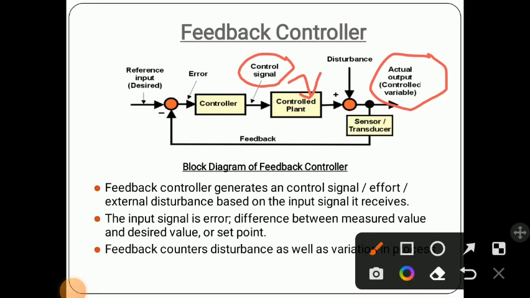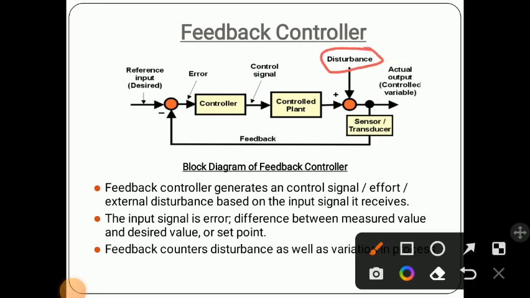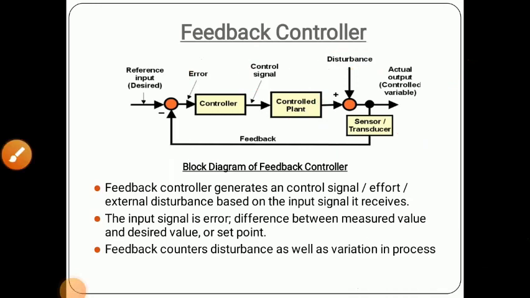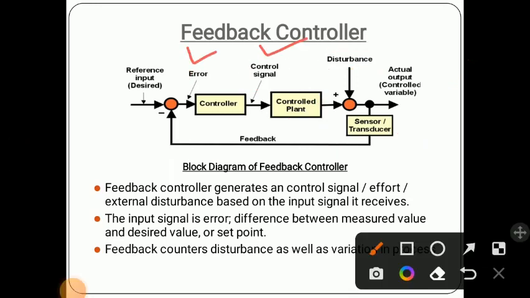If any disturbances occur in the system, what will happen? The actual output changes, and this change is measured by the sensor. This signal is given back to the input, the summing point, which generates error, and according to that the control action is generated, and again the plant gets controlled. Like this, the feedback controller works. So remember, error is the input and the control signal is the output of the controller.